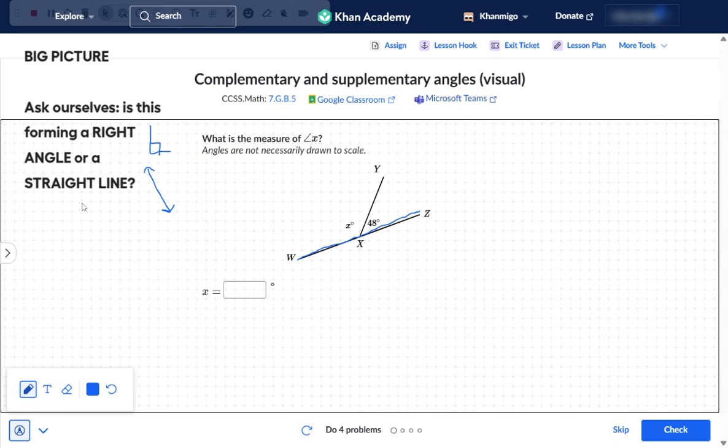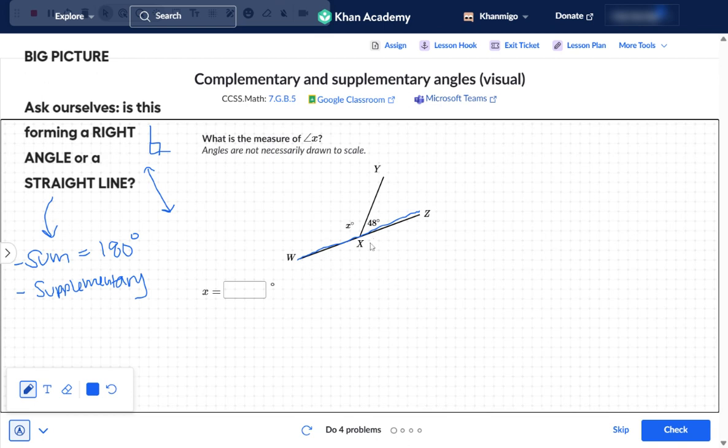Given this information, what do we know about straight lines? So we can make a plan. We know that the angles on a straight line add up to equal 180 degrees. And when angles add up to equal 180, they are supplementary.